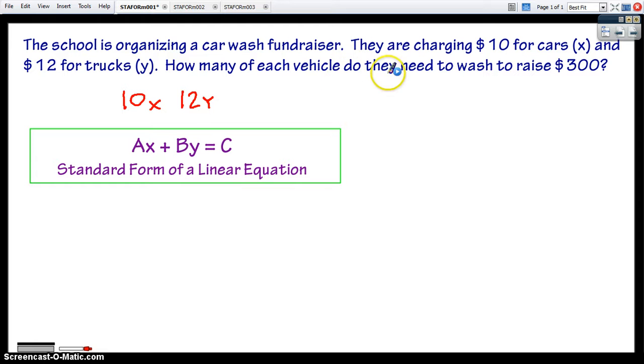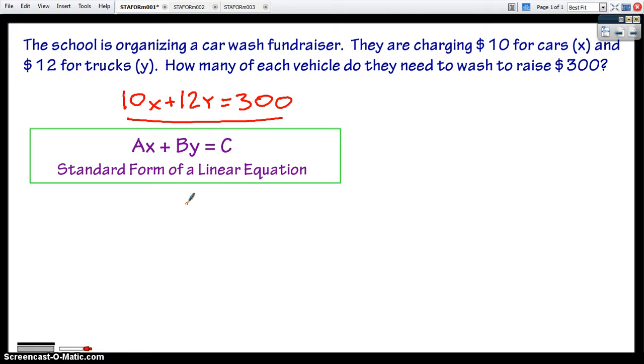Now, how many of each vehicle do they need to wash to raise $300? Well, if this gives us the total amount of money from the cars and this is the total amount from the trucks, then we can add those totals together to get a combined total of 300. Notice how in the simple act of creating the equation from the word problem, we get something that's already in standard form: ax, or 10x, plus by, or plus 12y, equals c, 300.